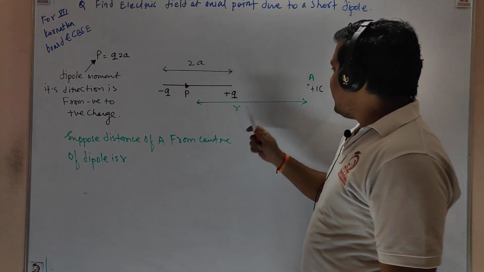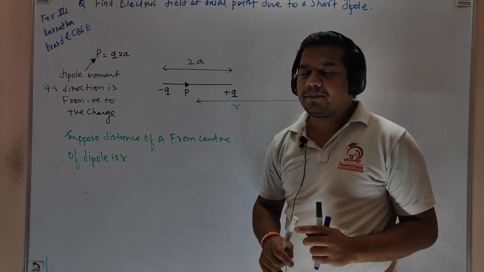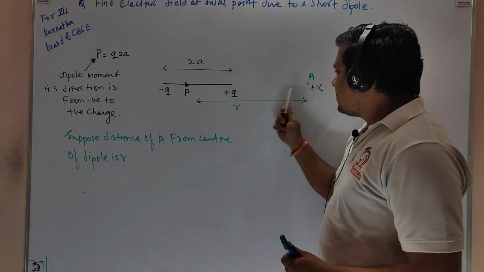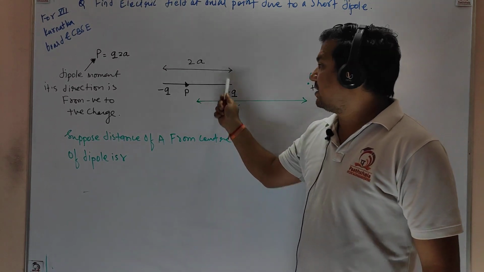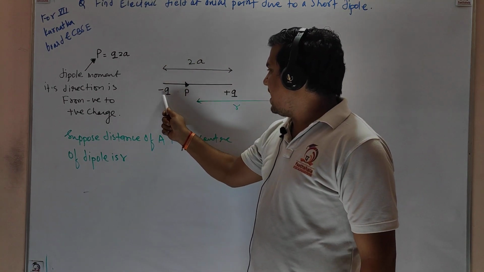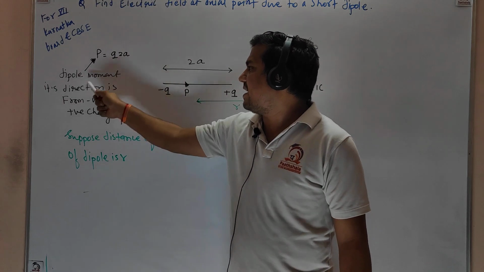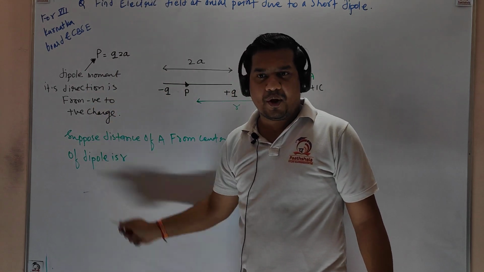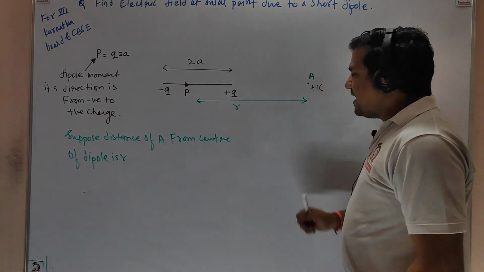See, the question is find net electric field at point A. Point A is at distance r from center of the dipole. This is dipole, and P is electric dipole moment, where P is equal to any charge into distance between them, and its direction is from negative charge to positive charge. Our task is to find net electric field at A.